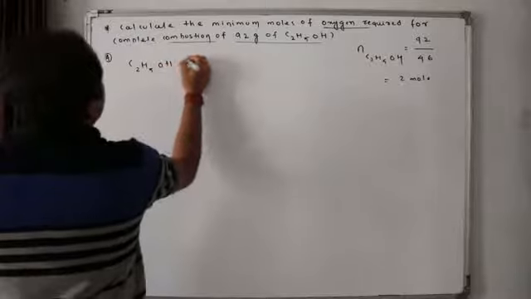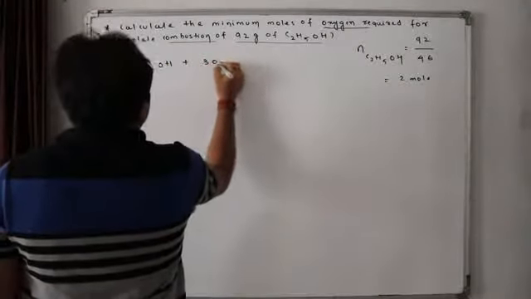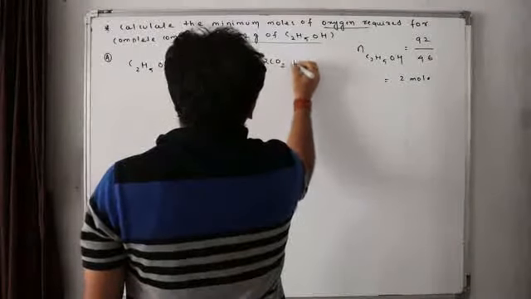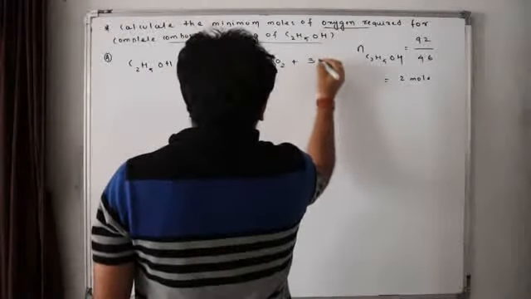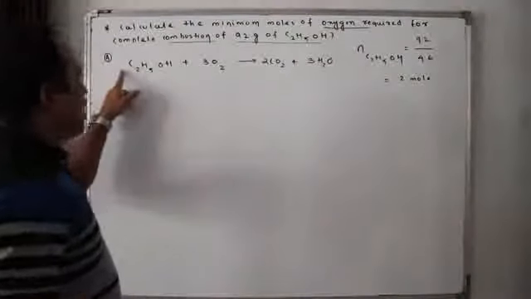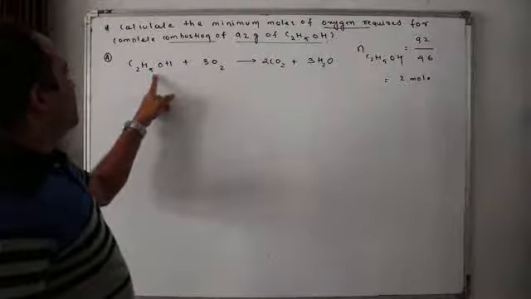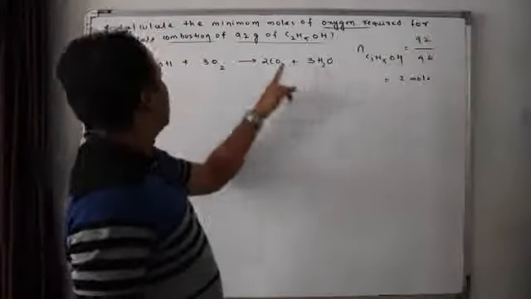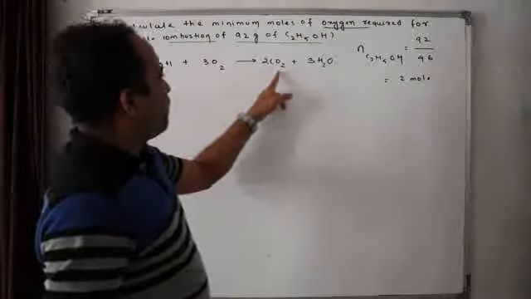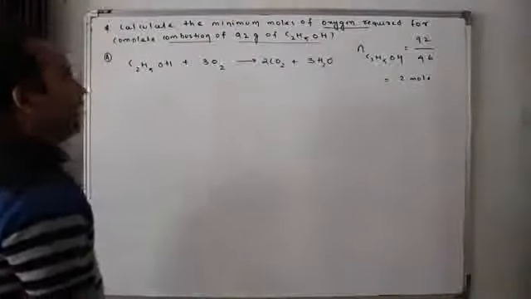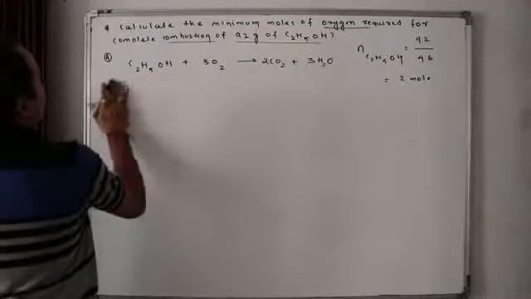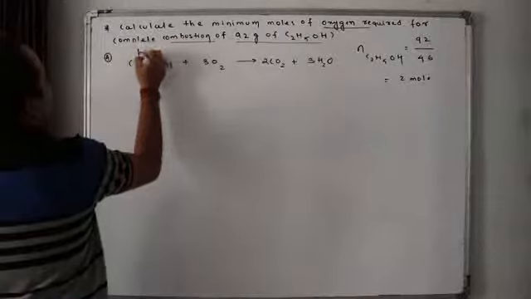C2H5OH प्लस 3O2, दिस इज द बैलेंस्ड इक्वेशन, गिव्स राइज टू 2CO2 प्लस 3H2O. एक बार चलो चेक कर लेते हैं. 2 कार्बन, 2 कार्बन, 6 हाइड्रोजन, 6 हाइड्रोजन, 1 ऑक्सीजन, 3 to the 6, 7 ऑक्सीजन, 2 to the 4 plus 3, 7 ऑक्सीजन, बैलेंस्ड. ओके, नाउ बाय बैलेंसिंग मेथड हम लोग कैसे कैलकुलेट करेंगे?